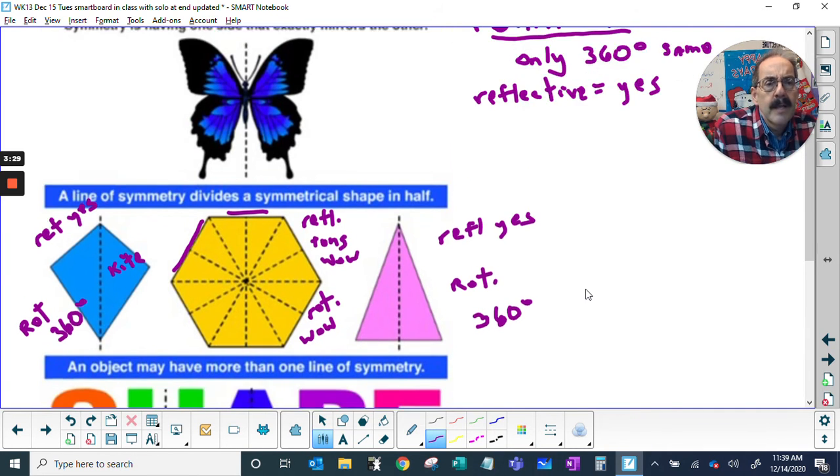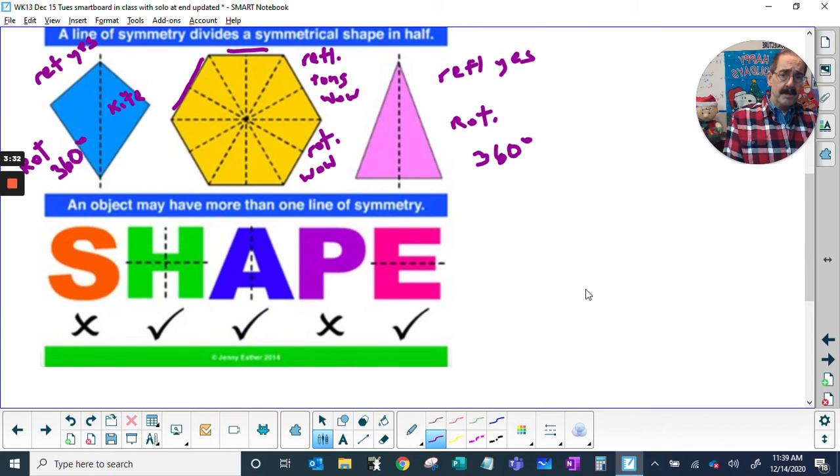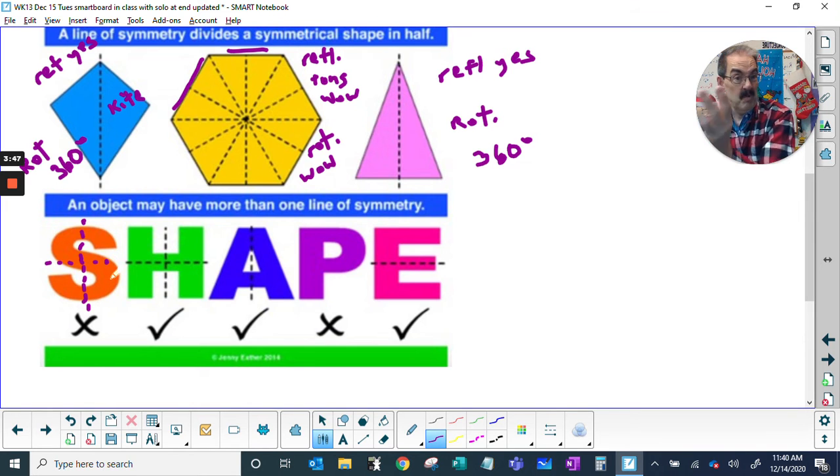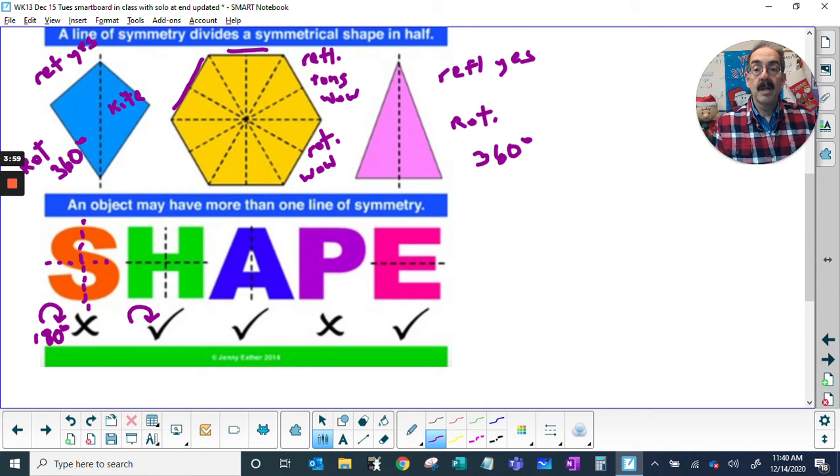Now, in class, we had a long discussion about shapes. If I drew a dotted line on the S, reflective. If I drew a dotted line on the L, no, that'd be backwards, wouldn't it? Rotational. Yes, at 180 degrees, right? The H, yes, yes. 180 degrees.